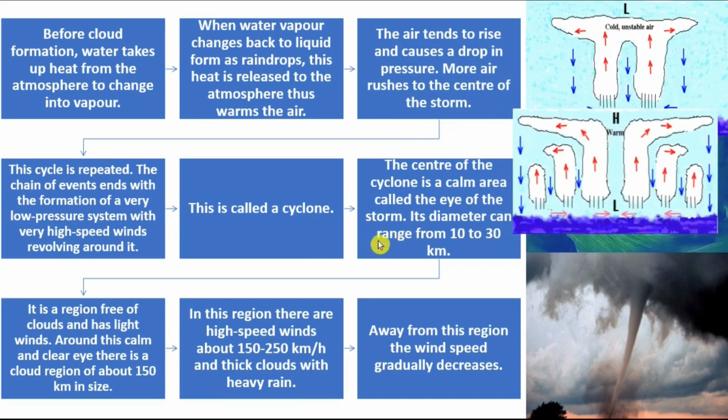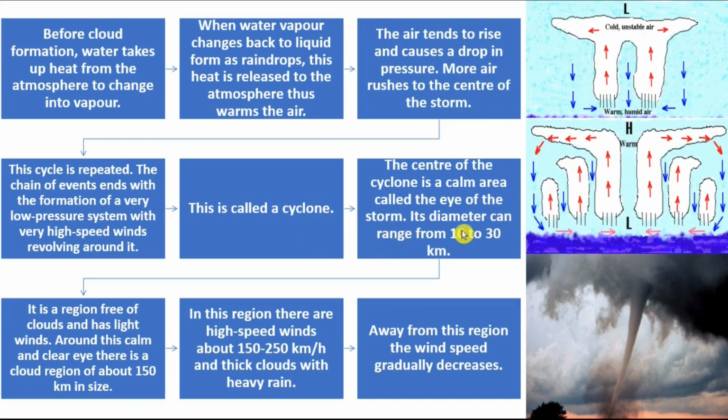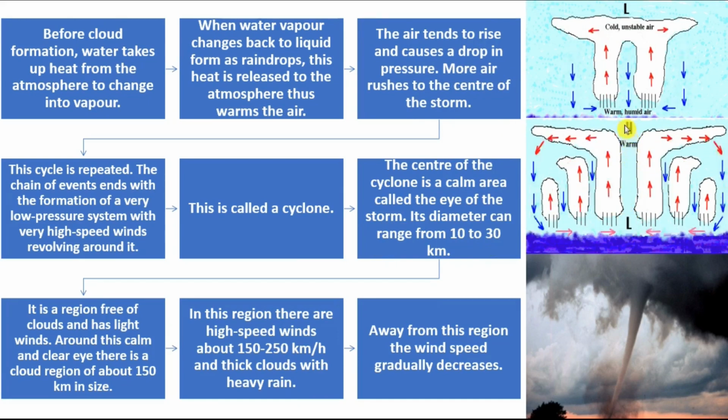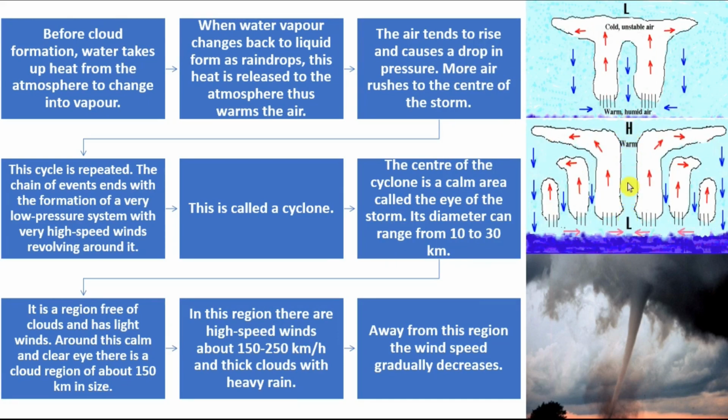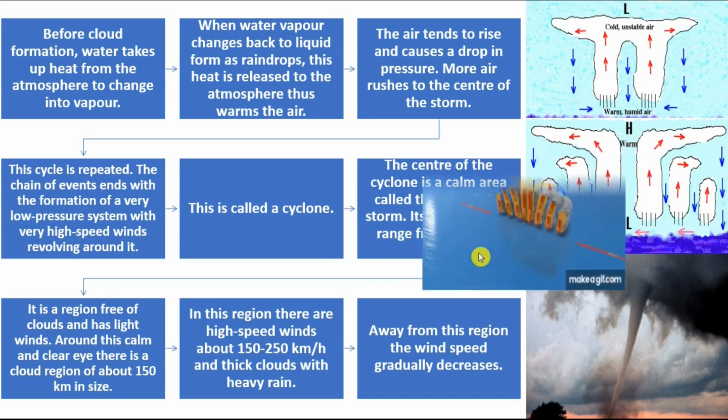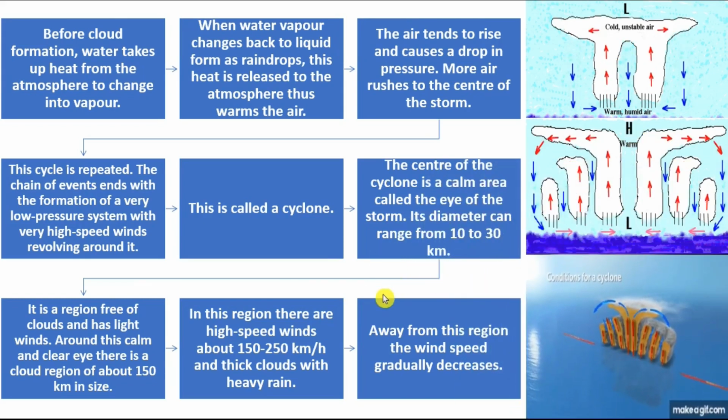The center of the cyclone is a calm area. This is called the eye of the storm. Its diameter can range from 10 to 30 kilometers. It is a region which is free of clouds and has light winds, and around this calm and clear eye there is a cloud region which is about 150 km in size. This is not exact, it is estimated.